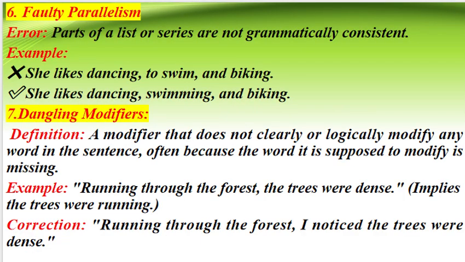6. Faulty parallelism: parts of a list or series are not grammatically consistent. Example: "She likes dancing, to swim, and biking." It is wrong. "She likes dancing, swimming, and biking." It is right. 7. Dangling modifiers. Definition: a modifier that does not clearly or logically modify any word in the sentence, often because the word it is supposed to modify is missing. Example: "Running through the forest, the trees were dense." This implies the trees were running. Correction: "Running through the forest, I noticed the trees were dense."